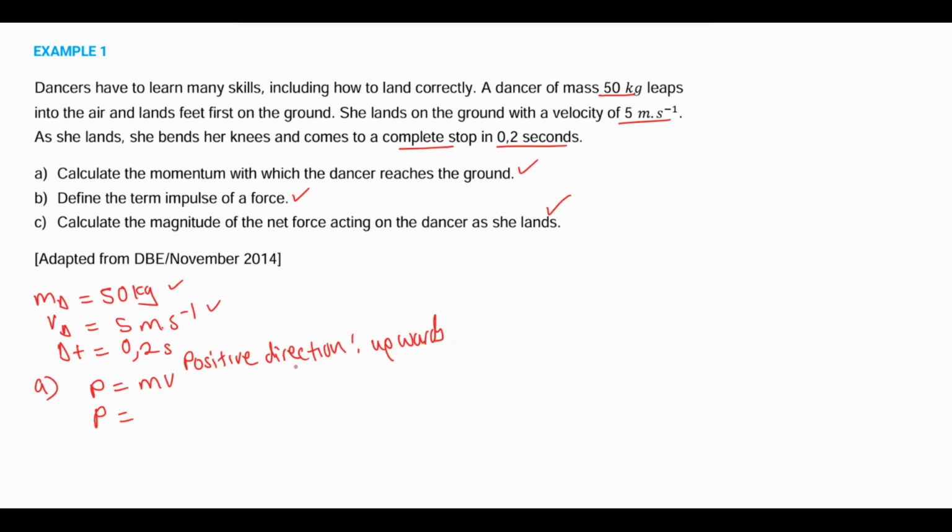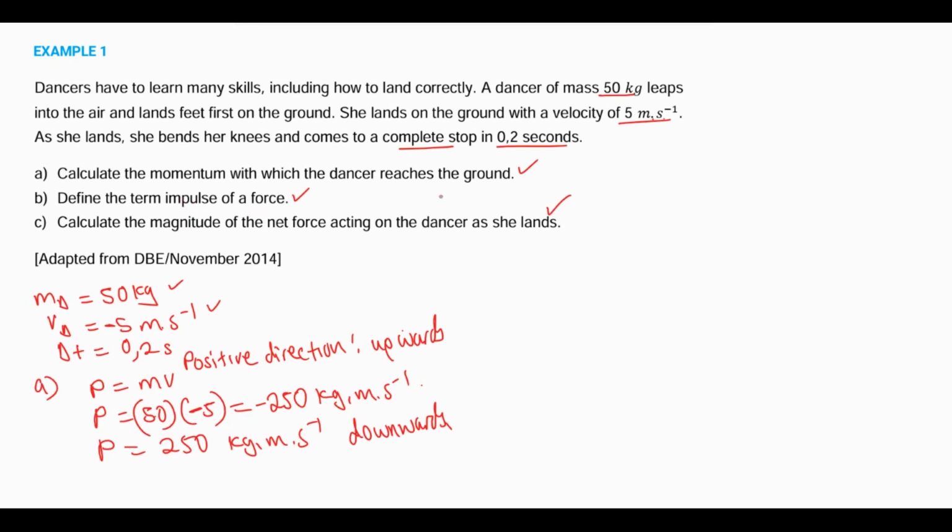If the positive direction is upwards, then the velocity is going to be -5 because she lands on the ground with a velocity of 5 meters per second, so this one is going downwards. It means it is going to be negative if our positive direction is upwards. So it becomes mass, which is 50, times -5, that is -250 kilograms meters per second. That is upwards being positive, meaning that our momentum is 250 kilograms meters per second downwards.